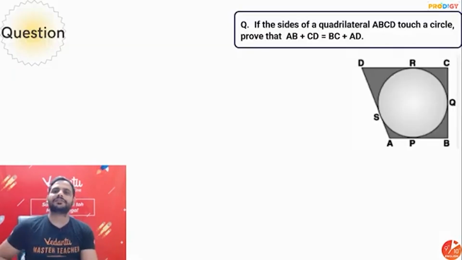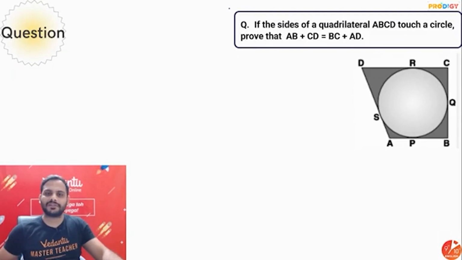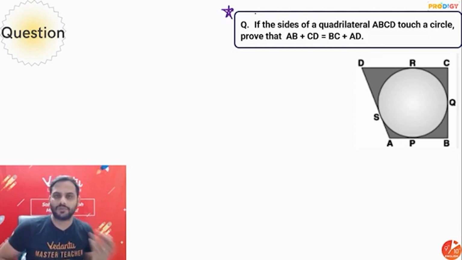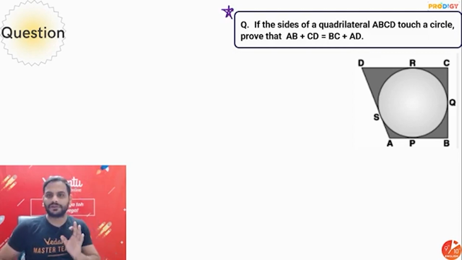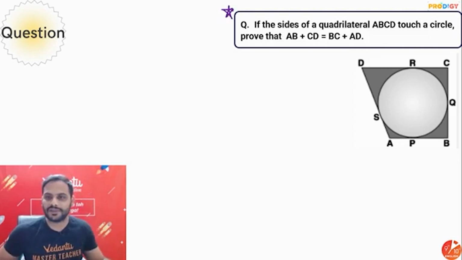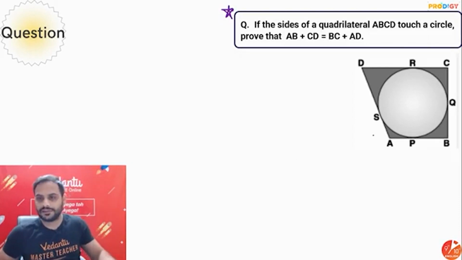Next one. If the sides of a quadrilateral ABCD touch a circle, prove that... You can remember this as a theorem also. If we have a quadrilateral circumscribing a circle, the sums of the opposite sides will be equal. Now, how do I get it? See here carefully. First thing I know is that the lengths of tangents from an external point are equal. So let's say AS and AP both are equal, tangents from an external point.